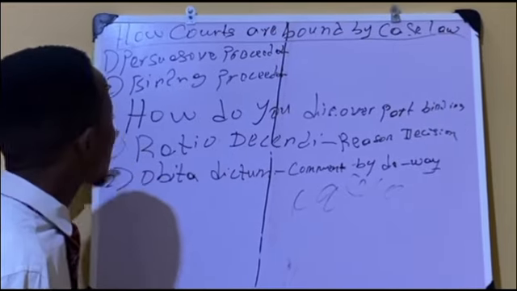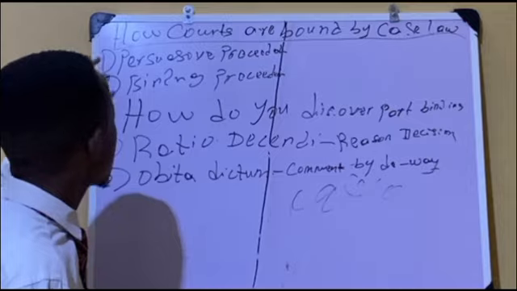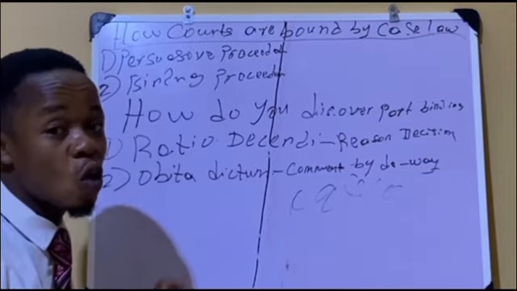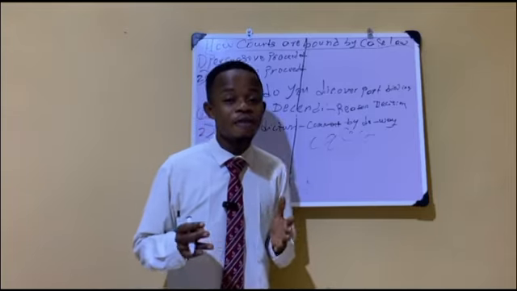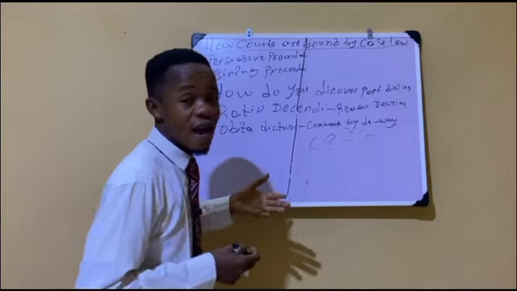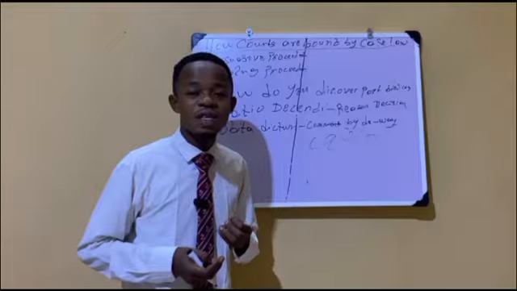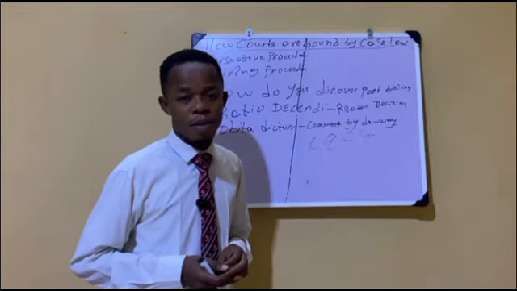So it does not lie in the mouth of the lower court judge to adopt the judgment of the Supreme Court or Court of Appeal as binding on it when the facts are dissimilar. So for the court to adopt the judgment of a higher court, everything must do what? Align. And if everything doesn't align, the court cannot be bound by it.